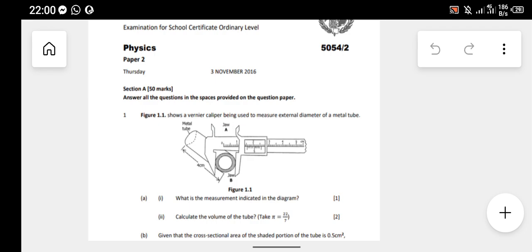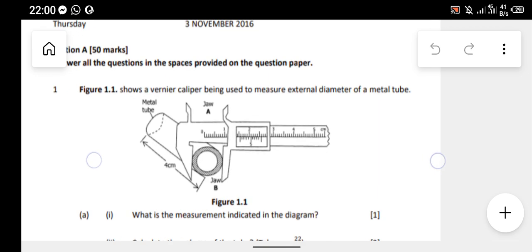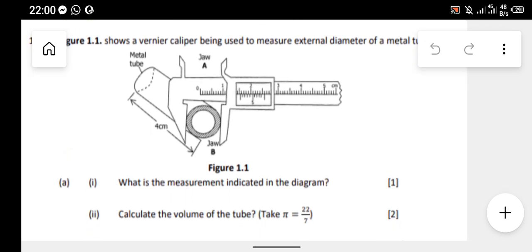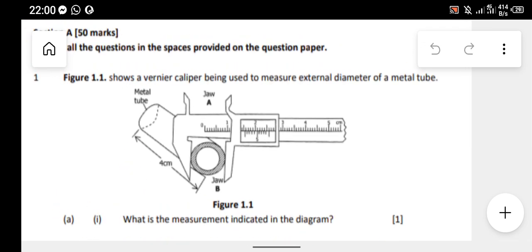So let's look at the question. The question reads: figure 1.1 shows a vernier caliper being used to measure the external diameter of a metal tube. You have a diagram right there. Question A1 reads, what is the measurement indicated in the diagram? So we have been asked to find out the measurement.